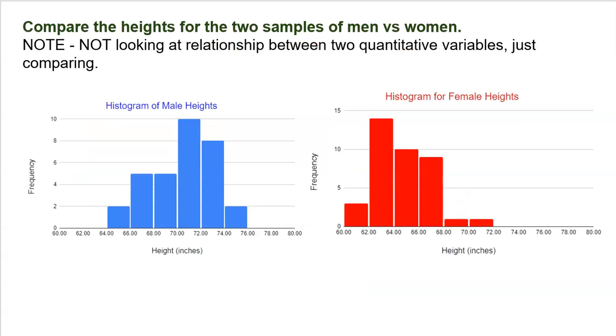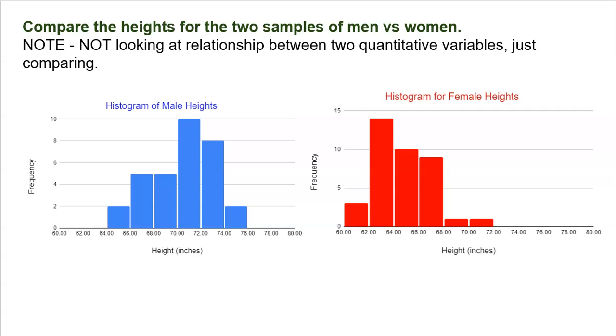Now, here is something else I did. This is even cooler, right? I took your heights, and now I separated males on the left, females on the right. I'm still looking at height, still looking at one variable, but now I'm comparing them. I'm not looking at the relationship between these variables, I'm just comparing them. In fact, one of the variables is categorical: male, female. This allows me to see that males are typically taller than females.